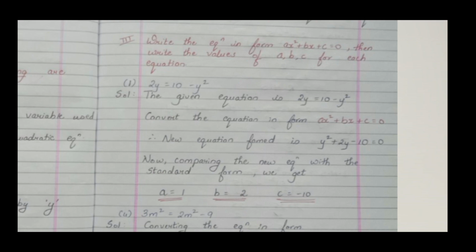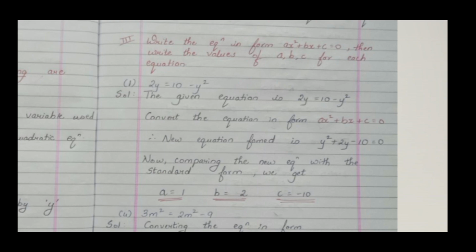Now we have to compare this new equation formed to the standard form ax square plus bx plus c is equal to 0, and we get the values for a, b, c. A is equal to 1, b is equal to 2, and c is equal to minus 10.